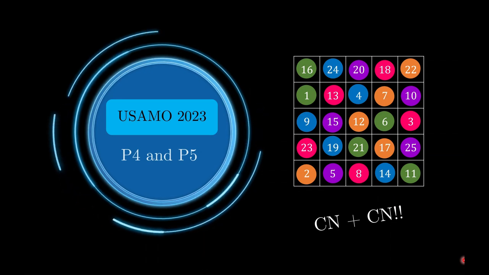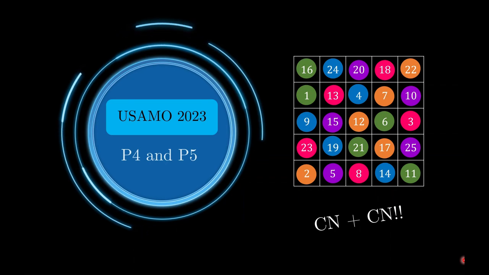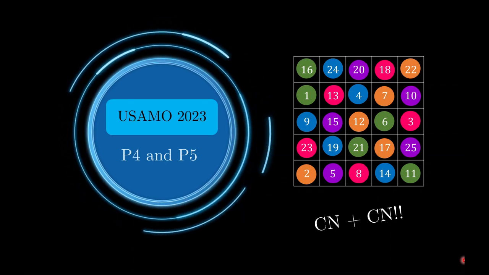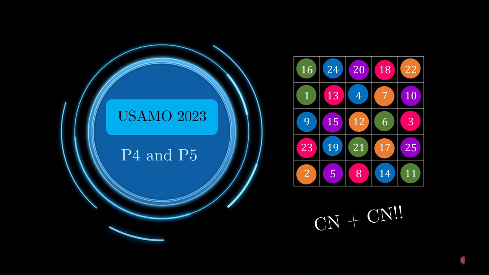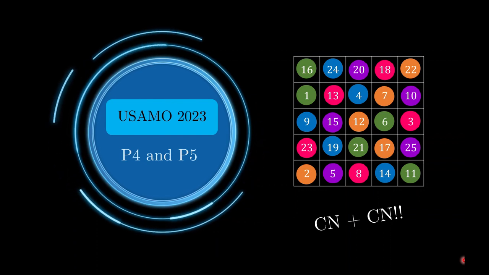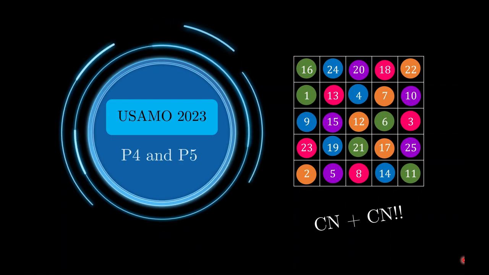Hello everyone, the USA Math Olympiad 2023 was just held last week, and some people have nicknamed the second day a double dose of cyanide because we do not just have one problem on combinatoric number theory, we actually have two such problems. So, without further ado, let us take a look at these interesting problems, problem 4 and 5.